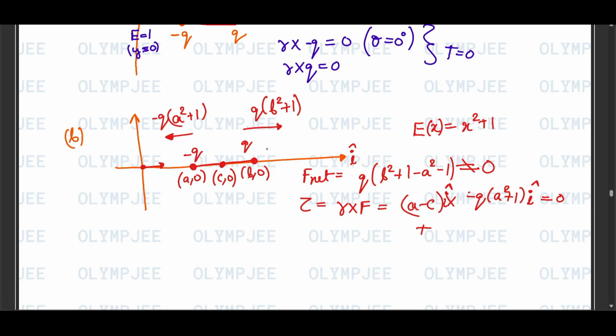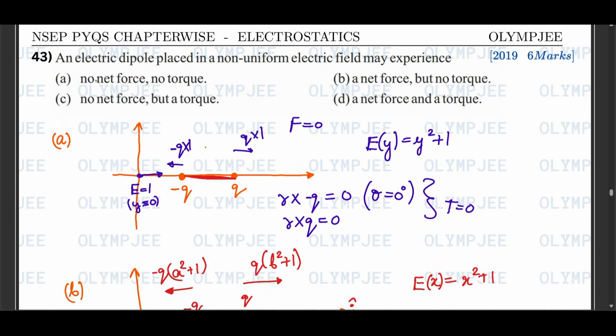Similarly, the torque due to this force will also be equal to 0. B minus c I cap cross q b square plus 1 I cap. So this is also equal to 0. So torque is 0. So option B is also correct. Option C, let us check. No net force but a torque.